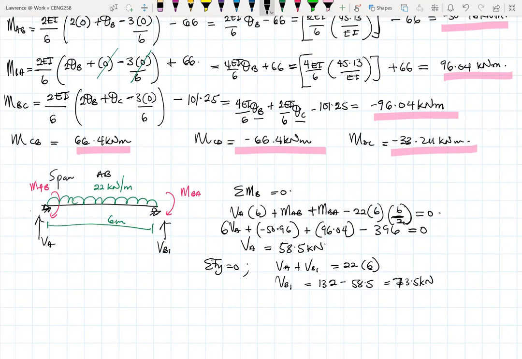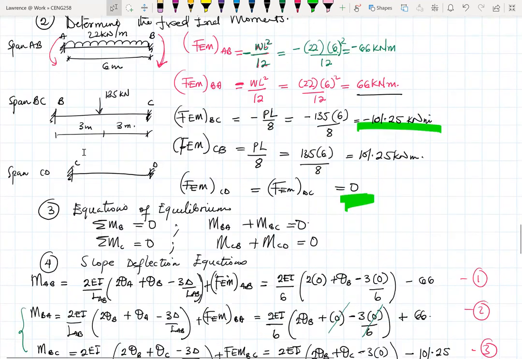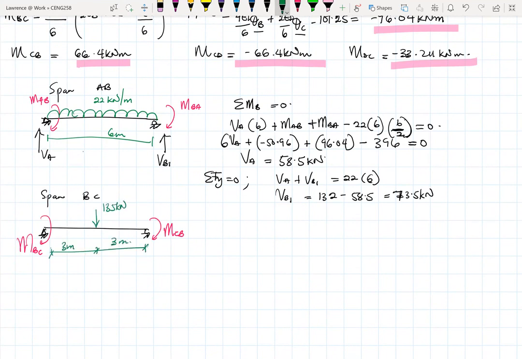We found VA and VB1. Now we come to span BC, very similar to span AB. So looking at span BC, we have a beam and we want to find VC1. Again, very similar: summation of moments at C equals 0. So here it becomes VB2 times 6 plus MBC plus MCB minus 135 times 3 equals 0.